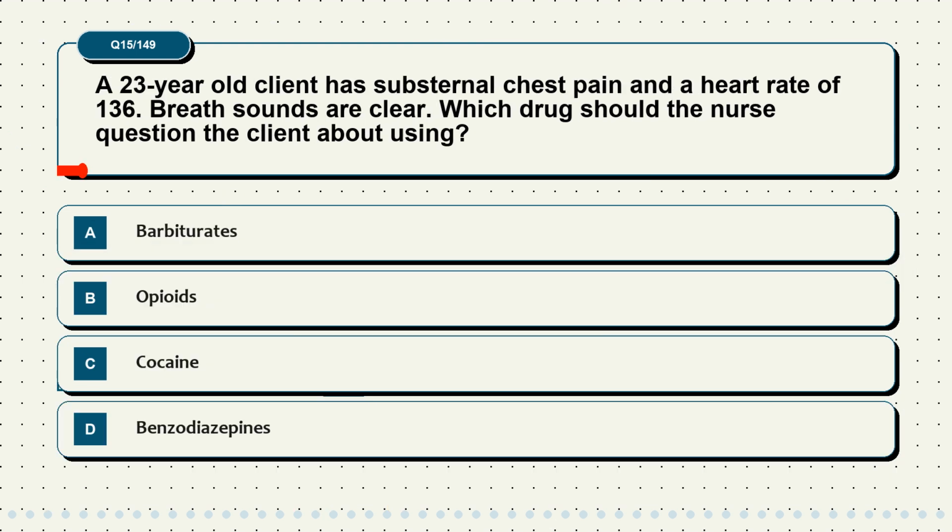Question 15. A 23-year-old client has substernal chest pain and a heart rate of 136. Breath sounds are clear. Which drug should the nurse question the client about using? Here are the options. Option A, barbiturates. Option B, opioids. Option C, cocaine. Option D, benzodiazepines.